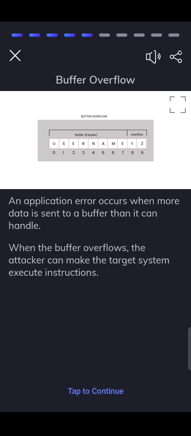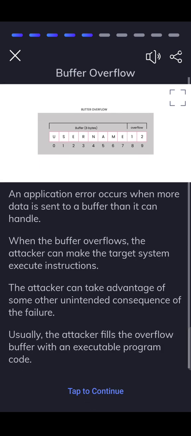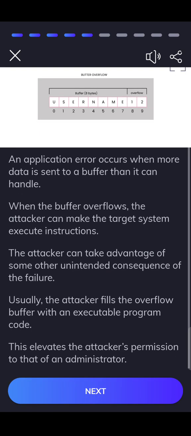Buffer overflow: an application error occurs when more data is sent to a buffer than it can handle. When the buffer overflows, the attacker can make the target system execute instructions. The attacker can take advantage of some other unintended consequence of the failure. Usually, the attacker fills the overflow buffer with executable program code. This elevates the attacker's permission to that of an administrator.